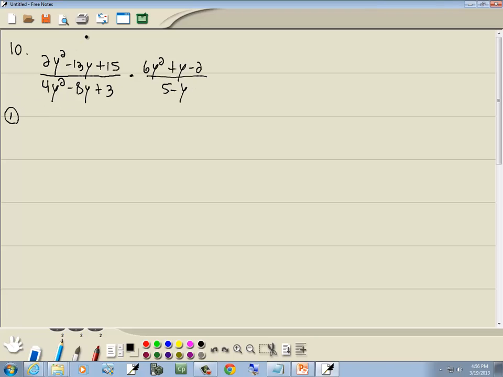Step 1 is going to be to factor everything. Well, the 2y squared minus 13y plus 15 is key number. 6y squared plus y minus 2 is key number. 4y squared minus 8y plus 3 is key number. 5 minus y is wrong order.